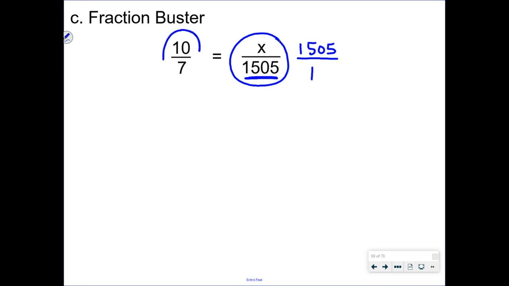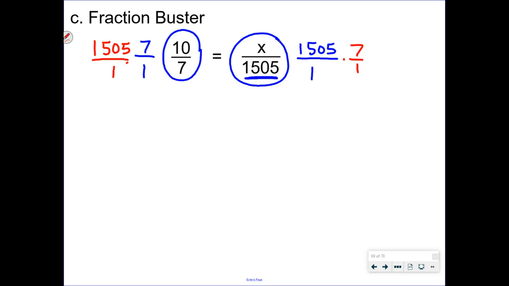So if I multiply by 1,505, that's going to get rid of this fraction here. How would I get rid of this fraction over here? Well, doing the same thing. Multiplying by 7 over 1. That is going to get rid of this fraction. Now, here's the problem. I said it before for the second method, so I'm going to say it again. Whatever you do to one side, you have to do to the other side. So if I multiply the left side by 7 over 1, I have to multiply the right side by 7 over 1 as well. And if I multiply the right side by 1,505, I need to multiply the left side by 1,505 over 1. All right?